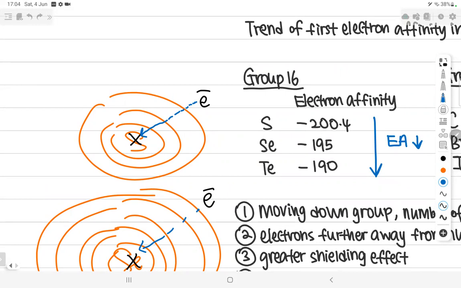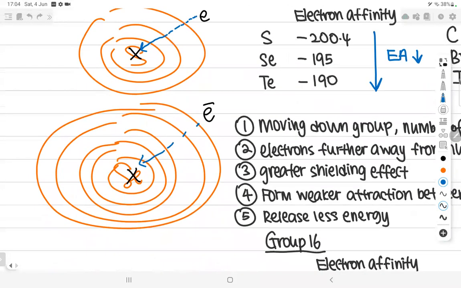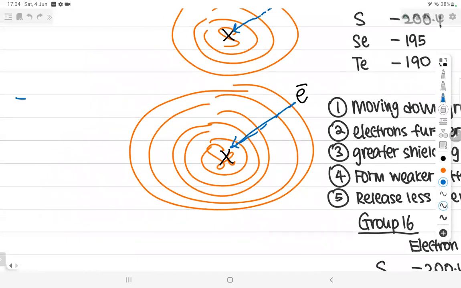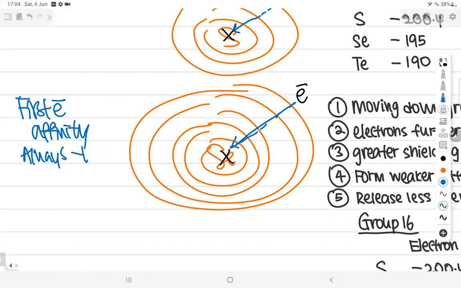Okay, very good. Weak, right? When the electron is far away from the nucleus, the force of attraction becomes weak. So you form a very weak attraction, and when you form a weak attraction, you release less energy. Because remember, I said early on today, first electron affinity is always negative, because we want to pull in the electron and form the attraction with it.